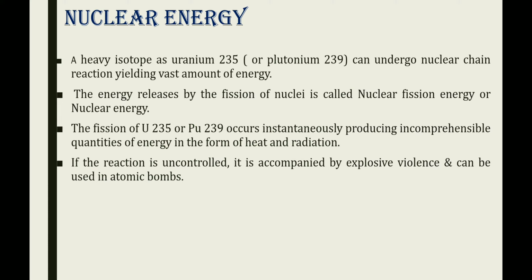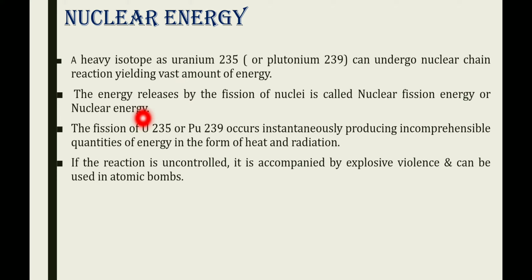Nuclear energy is in the sense that a heavy isotope, that is uranium-235, or we can use plutonium-239 also, can undergo a nuclear chain reaction, yielding a vast amount of energy. When it undergoes the nuclear chain reaction process, what does it mean? It propagates and multiplies in 3's: 3 3's are 9, 9 3's are 27 reactions. During this process, a vast amount of energy is produced.